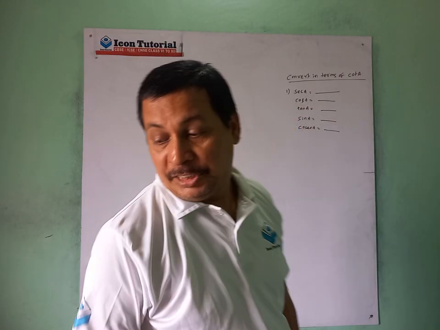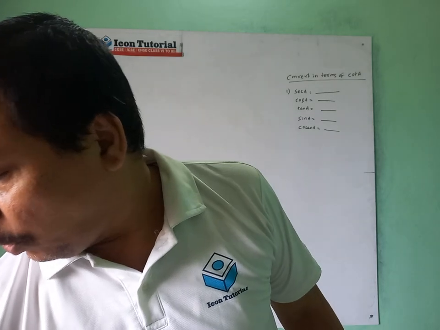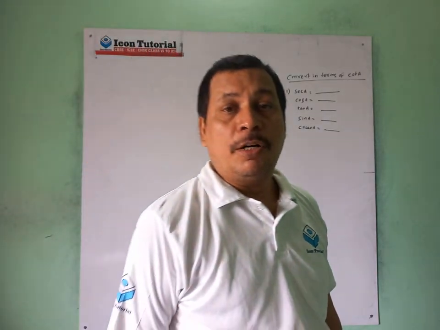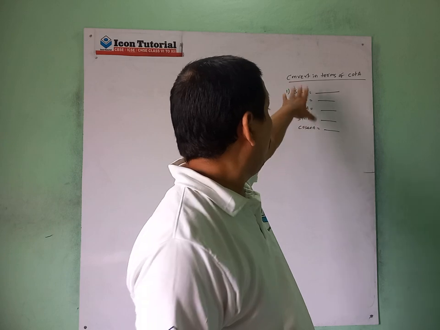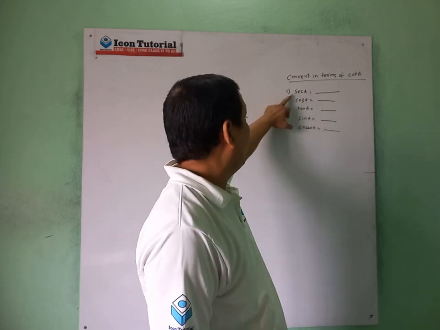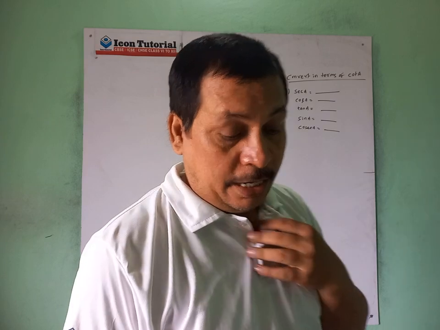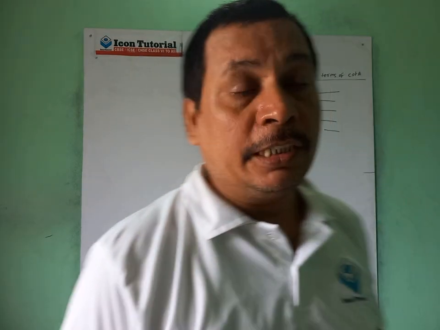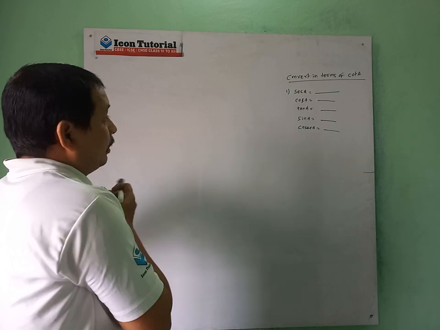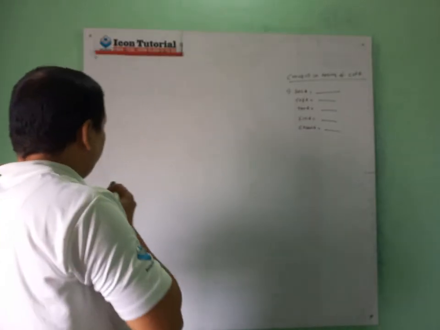So here the first question is: express all the trigonometric ratios in terms of cot A. I have written here all the trigonometric ratios: sin A, sec A, cos A, tan A, and cosec A. So all the trigonometric ratios in terms of cot A. Let us start.